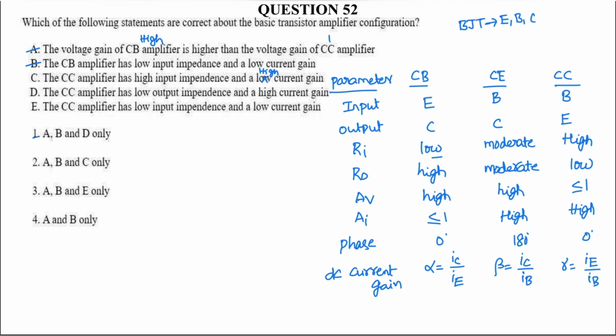In statement D, the common collector amplifier has low input impedance, high current gain. Correct. Statement E, the common collector amplifier has low input impedance and low current gain. The input impedance of the common collector amplifier is high. So statement E is also wrong.